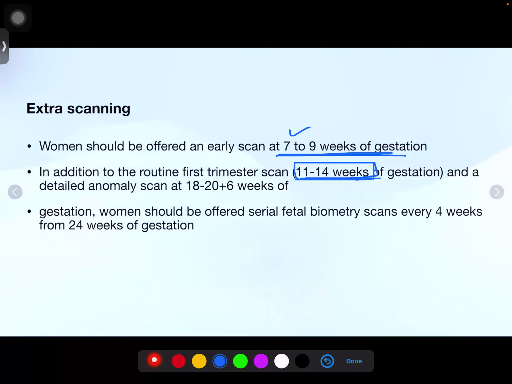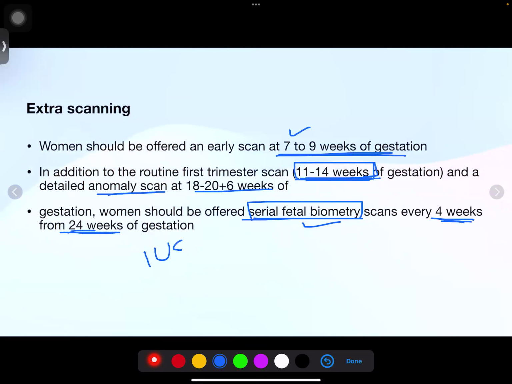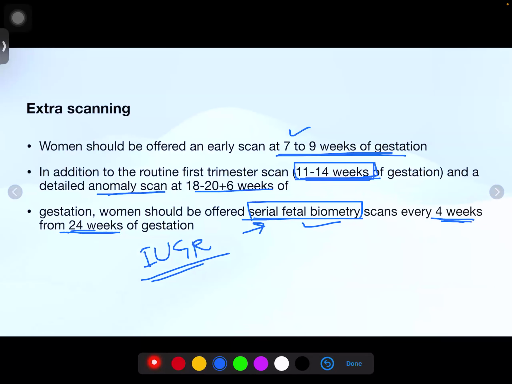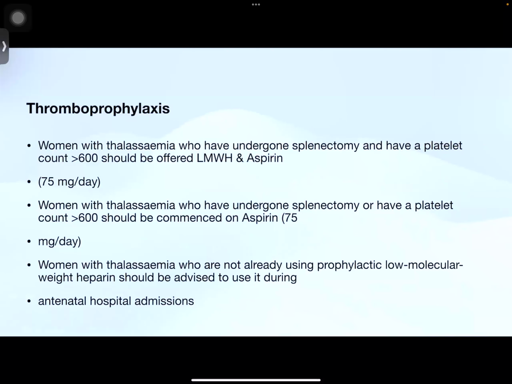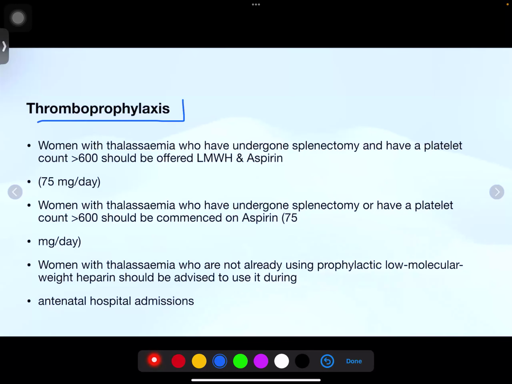We will be discussing the anomaly scan, also the detailed anatomy scan. And then this is just different, that they should be having the serial fetal biometry scans every 4 weeks, like every 1 month from 24 weeks of gestation, because they are at risk of FGR. So the fetal biometry scans are multiple, every 4 weeks from 24 weeks. And then the thromboprophylaxis. So basically, this topic is important for exam purpose, that how the thromboprophylaxis should be given in these patients.